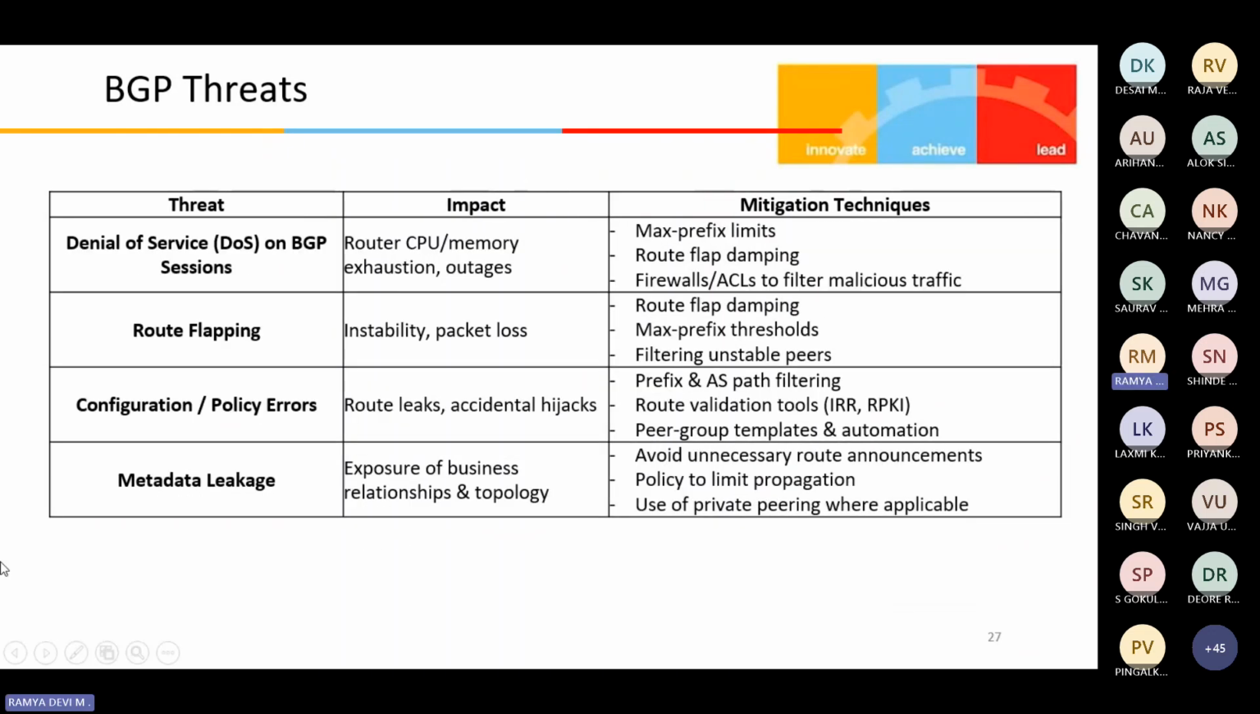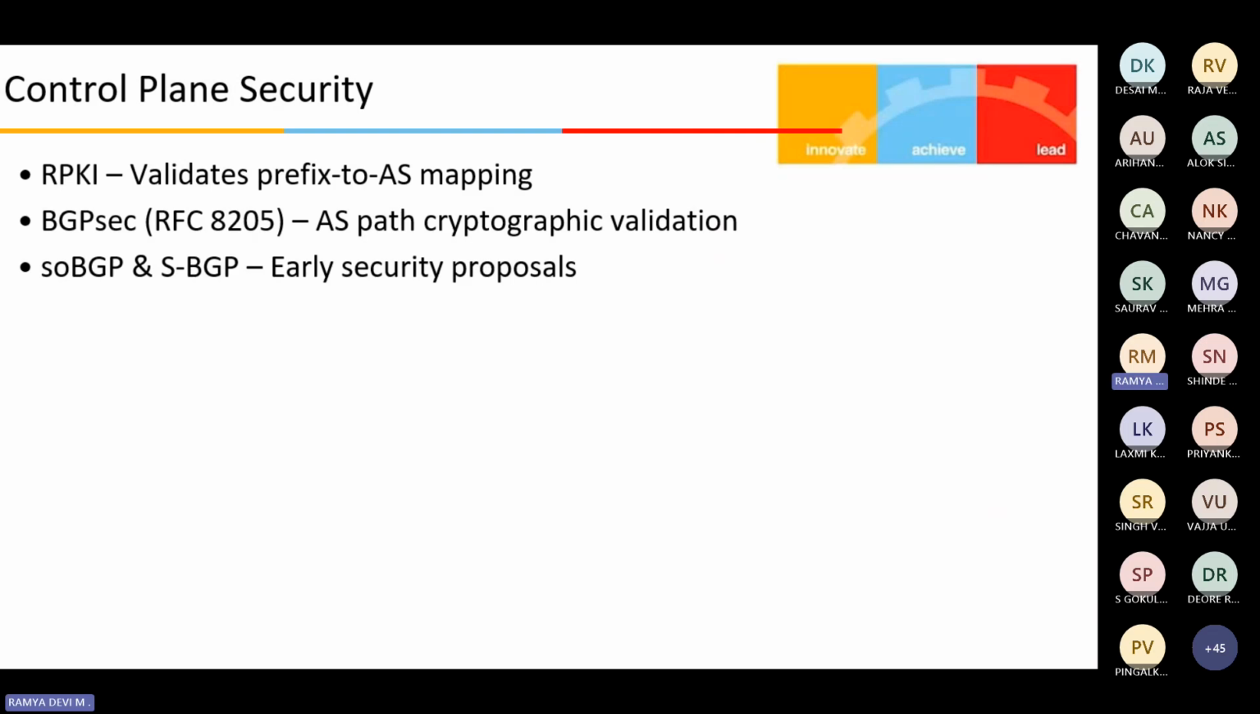Right? So for route flapping, the configuration problem, the route leaks, accidental hijacks, all these things, we can have route validation tools. And for metadata leakage, unnecessary route announcements can be avoided. We can even have a policy to limit the propagation. We can avoid the use of private peering wherever applicable. And also we can add control plane policies and also strict change management. This can be a strong operational mitigation for BGP.